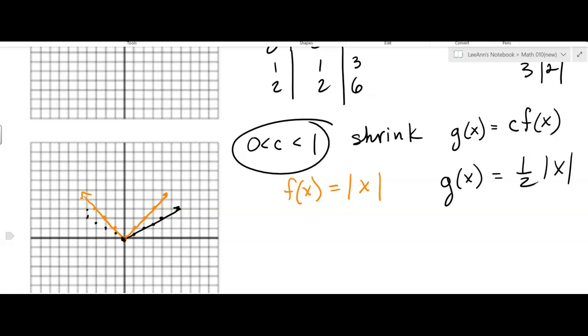Oh, oops. So it's like someone took your absolute value curve, your original one, and sat on it. They like squished it. Okay, they call it a shrink. Maybe they should call it a squish. Okay, but that's what's happening.